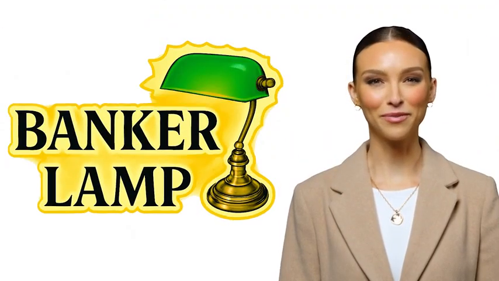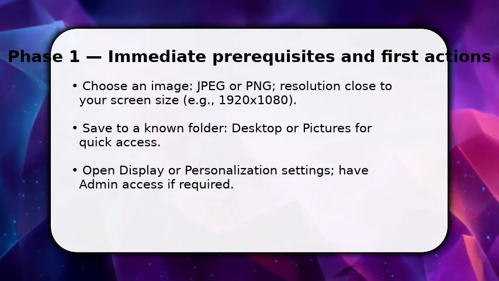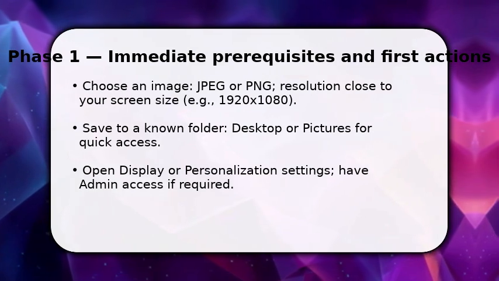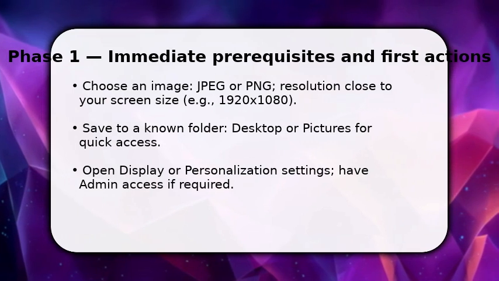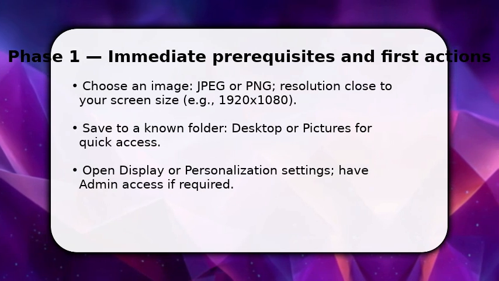Please enjoy the video. You start by choosing the image and placing it where you can find it immediately. Pick a JPEG or PNG at a resolution near your screen size so it won't stretch. This preserves sharpness. Once done, open Personalization or Display Settings on Windows, right-click the desktop.